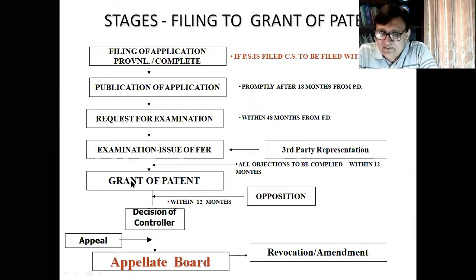Then within 12 months, the decision of the controller is final. If you have an objection, if it is rejected, the applicant may file an appeal and a revocation for amendment. That goes to the appellate board, like we go to the court. So similarly, this procedure is followed for grant of patent in the Indian system.